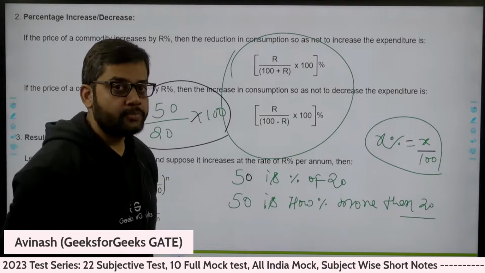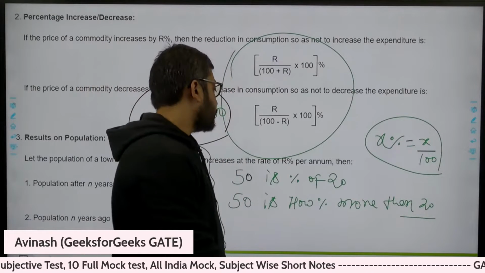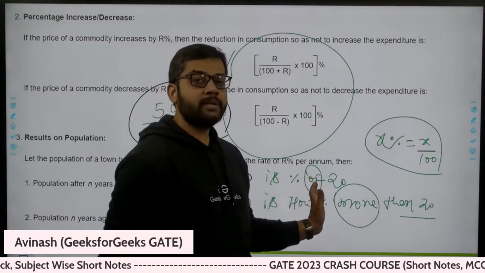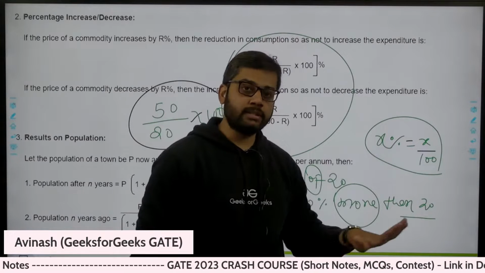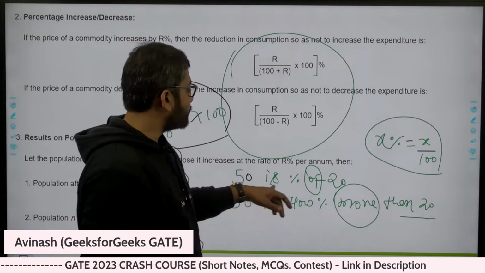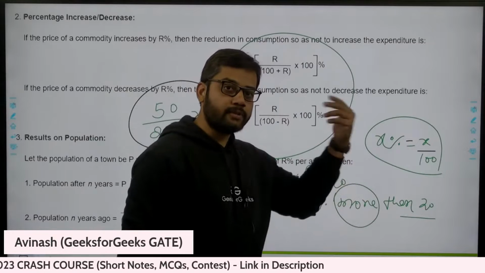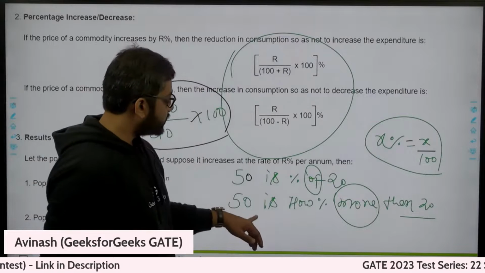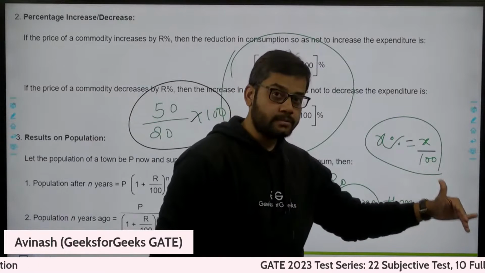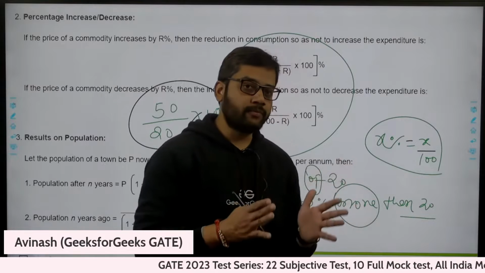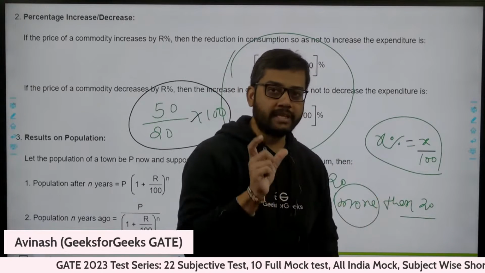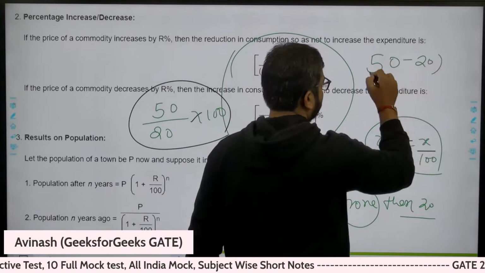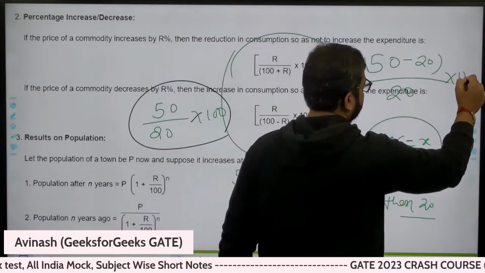How are you going to remember? Just learn this preposition, okay? Where the preposition is coming, just see this part. Whatever comes after the preposition will go in the denominator. That's it. So 50 is how much percentage of 20: whatever comes after "of" goes in the denominator. And suppose they are saying 50 is how much percentage more than 20, it means 50 is by default more than 20, but we have to know the exact difference. So the difference part is 50 minus 20 upon 20 into 100.